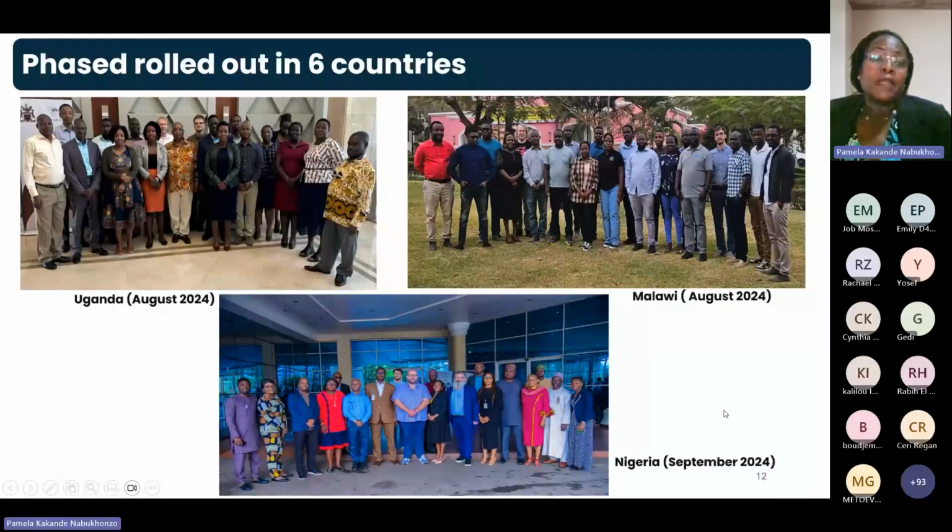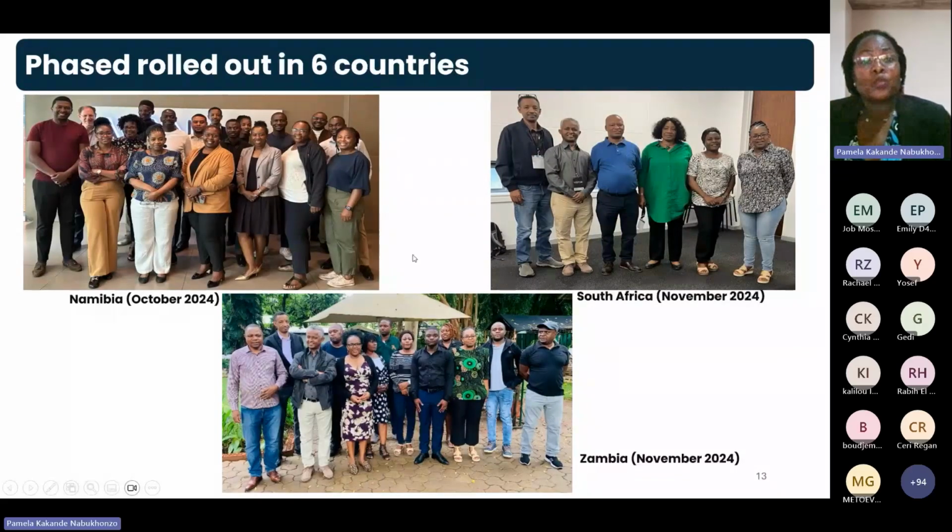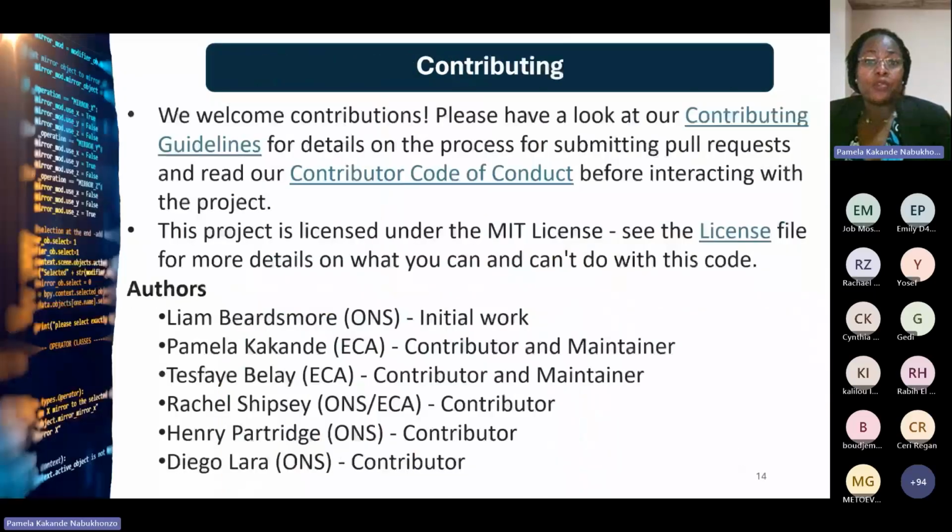So having talked about the package, after we had developed it, we rolled out and tested in 6 countries last year in August, starting with Uganda, Malawi, Nigeria, and then we also worked with Namibia, South Africa, and Zambia. Those are the 6 countries that the package has been rolled out in so far, and we've picked up different lessons, successes, and challenges from the rollout to contribute to the package.